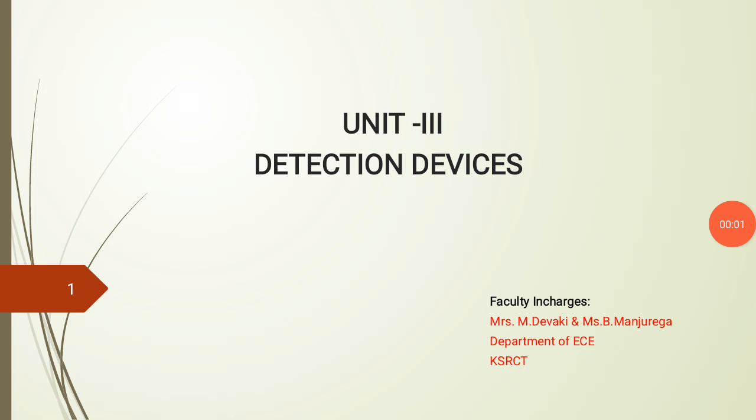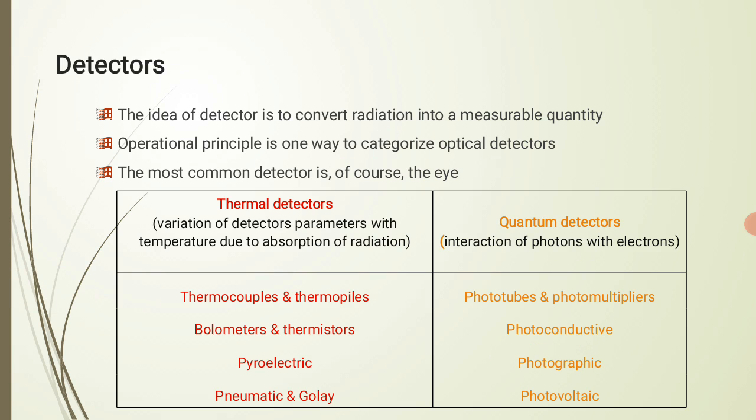In today's session, we have seen about Unit 3, detection devices. A detector is nothing but a device that converts radiation into a measurable quantity. There are two types of detectors: thermal detectors and quantum detectors. A thermal detector is a variation of detector parameters with temperature due to the absorption of radiation. A quantum detector works due to the interaction of photons with electrons.